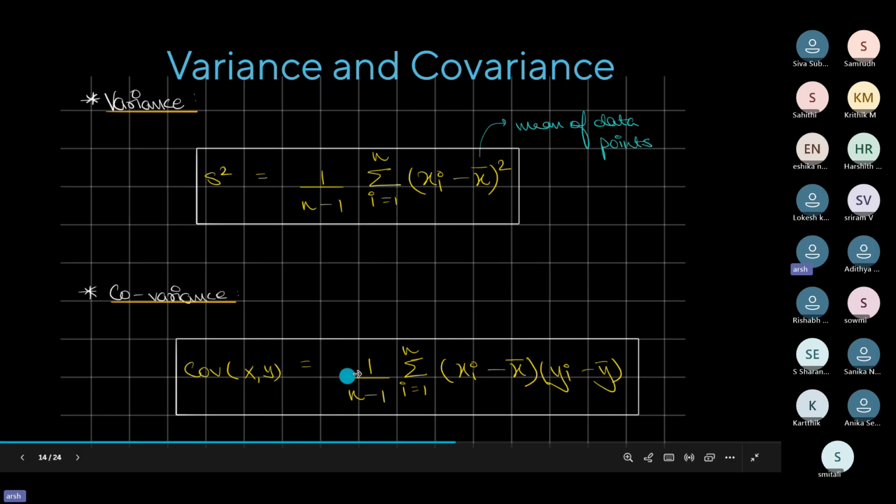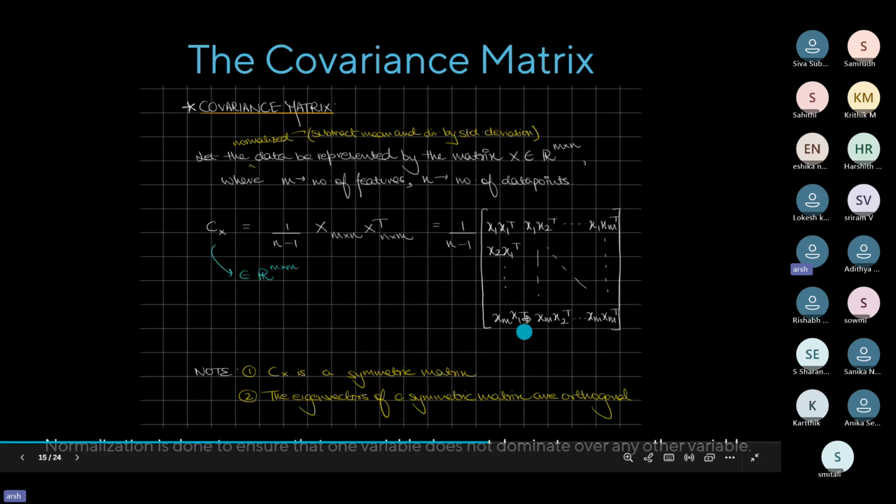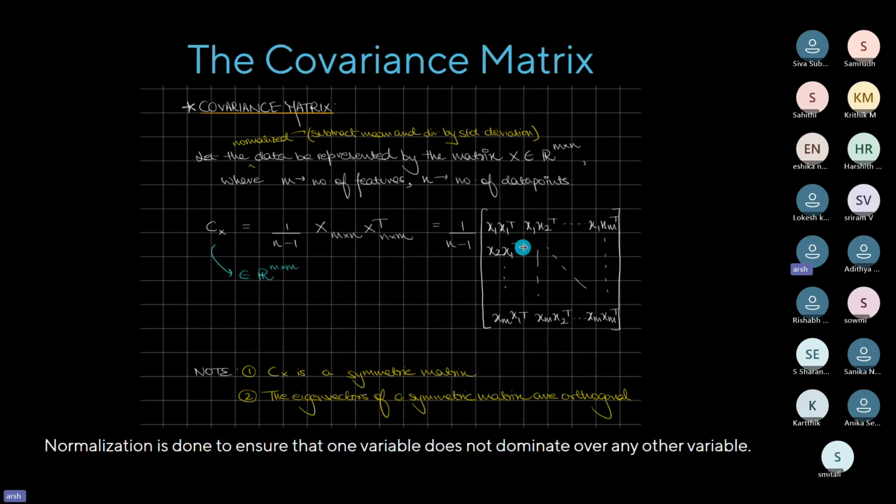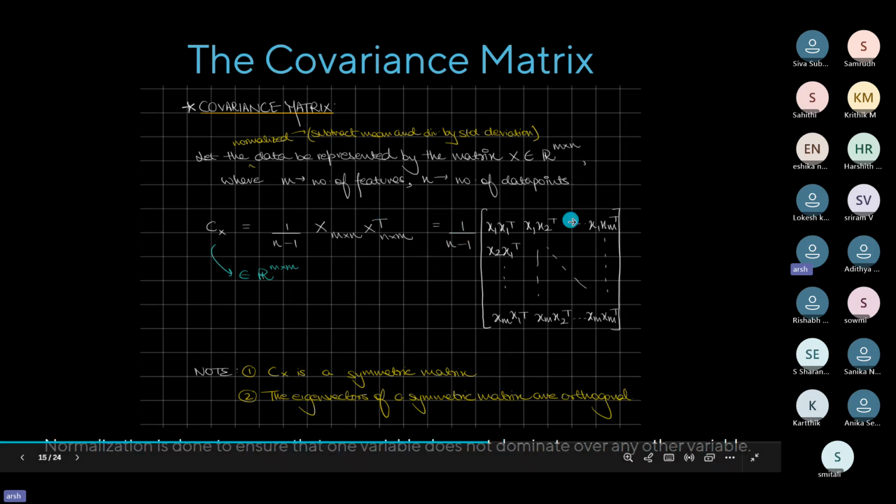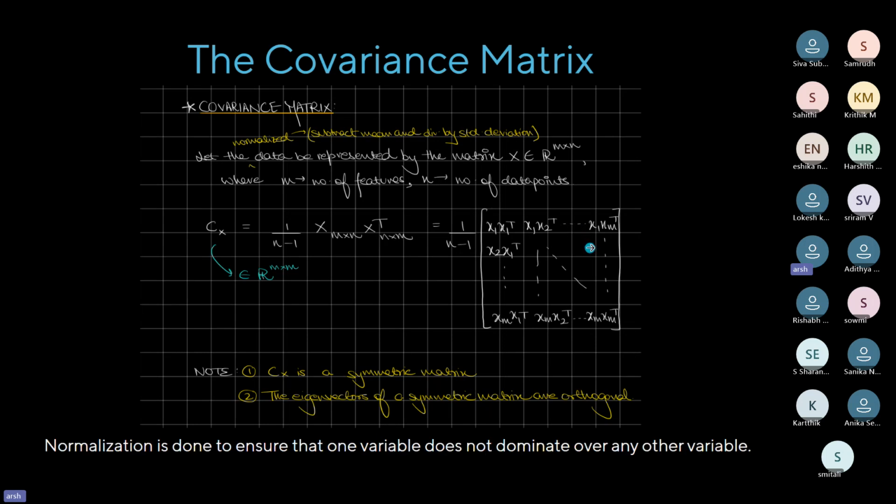Covariance of x and y is the same as covariance of y comma x. So this will become a symmetric matrix with the diagonals as the variance of the same random variable. So yeah, this is the covariance matrix. A couple of points to note about this matrix is that it is a symmetric matrix, as I just said. And the second thing is that the eigenvectors of a symmetric matrix are orthogonal.